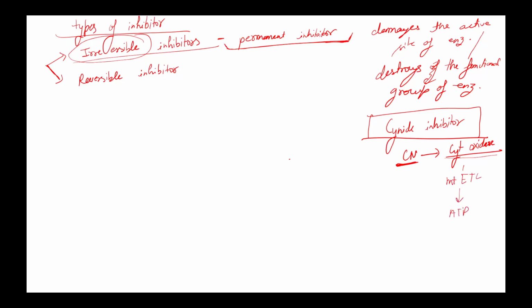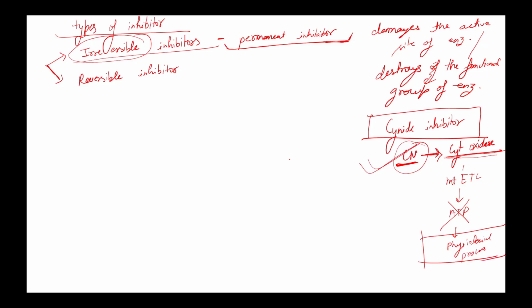So when the cyanide inhibits complex 4 or the cytochrome oxidase, it hampers the mitochondrial ETC, which hampers the production of ATP. And as we all know, ATP is required for all the physiological functions. So in absence of ATP, all the physiological processes are inhibited, and it is highly lethal for human consumption. So this is a great example of irreversible inhibitor.